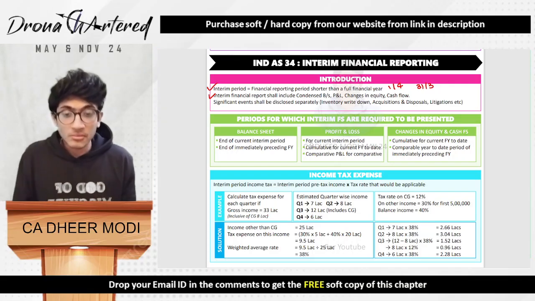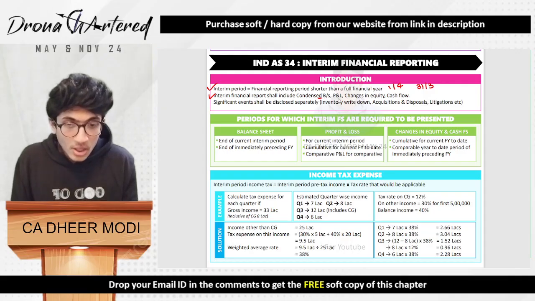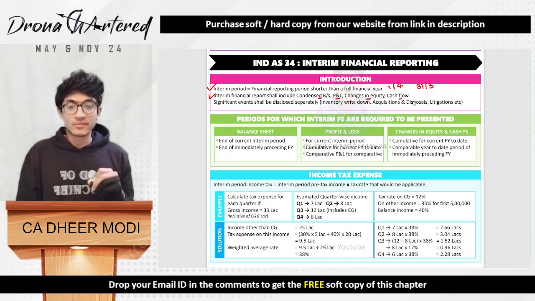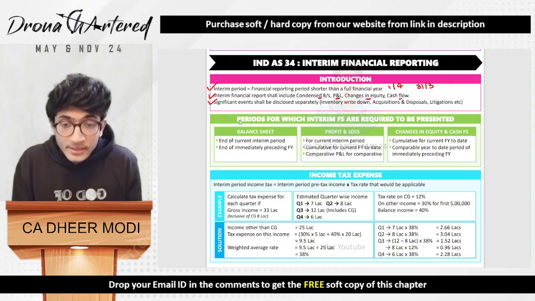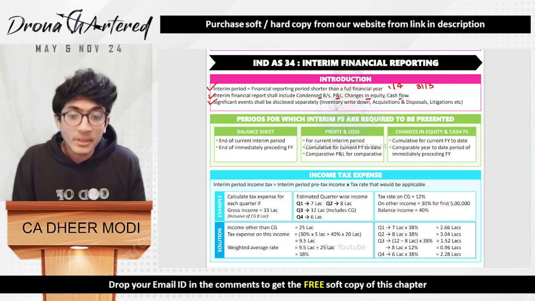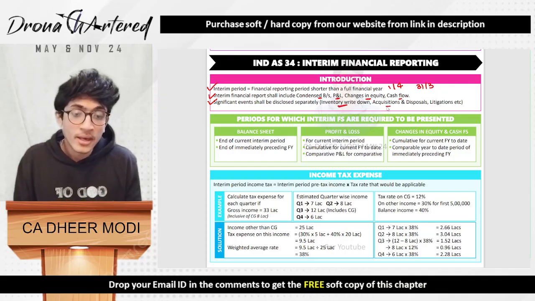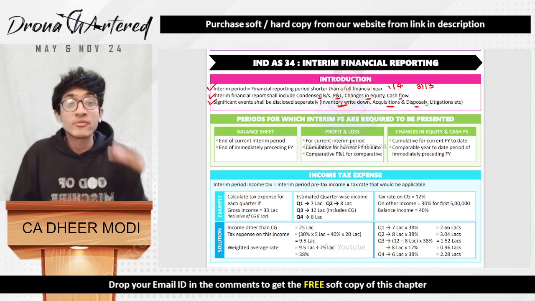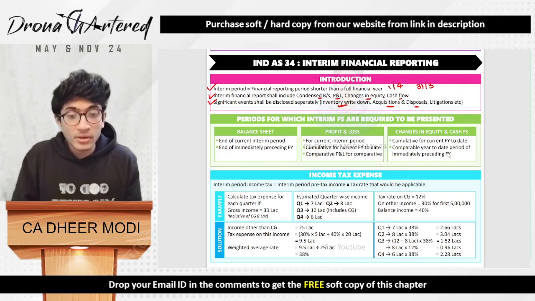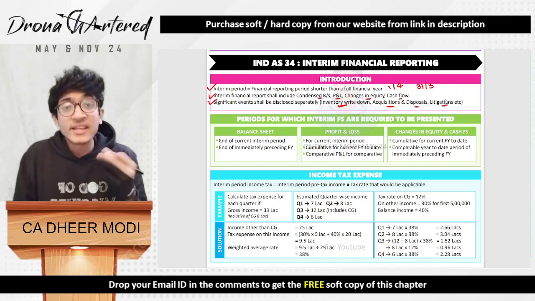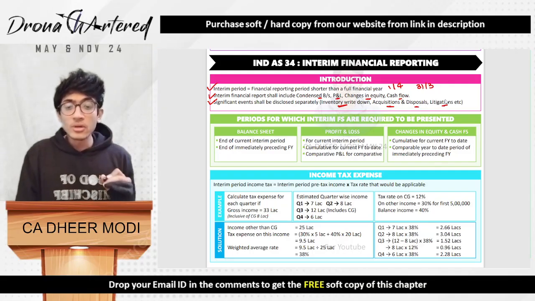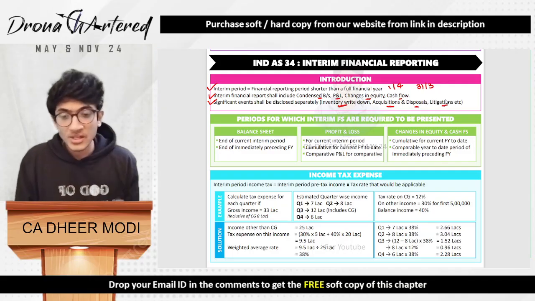That means 4 items. First is your condensed balance sheet, your profit and loss, changes in equity, and fourth is your cash flow. Any significant events shall be disclosed separately. Any significant, say for example, any inventory write downs, any acquisitions and disposal. That means if you purchased any asset, if you sold any part of your business, any litigation suits going on, all of that are your significant events and these need to be disclosed.